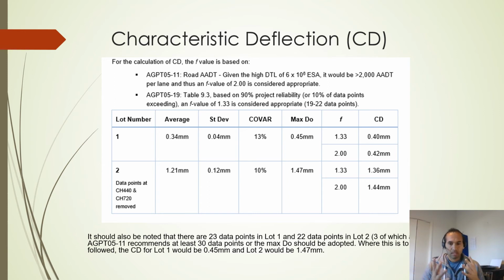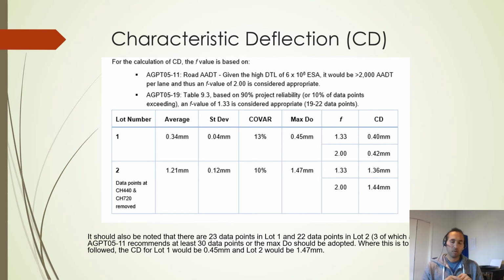But there's also another consideration: how many data points do you actually have? Do you have a sufficient number of data points to use 1.3, 1.65 or 2, or should you just adopt the maximum deflection value in that lot? In this case, we've got an average of 0.3 and a very low standard deviation. The coefficient of variation is also quite low, less than 13%, which is good. It should ideally be less than 20 to 25%. The maximum D0 is 0.45 mils, which is below the design deflection, which is good.